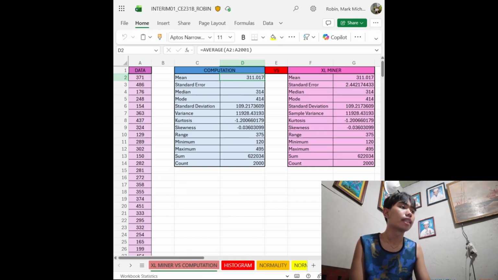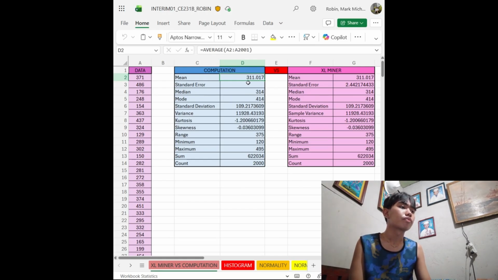On the computation side, I used manual Excel formulas, which are these. For the median, we have 314, the mean is 311.017, and the standard deviation is 109.2173609 for the sample standard deviation.